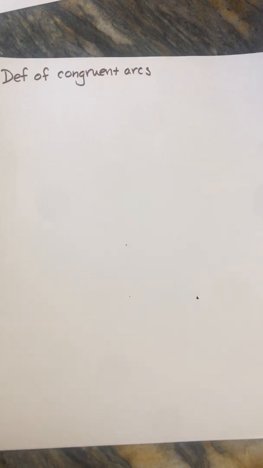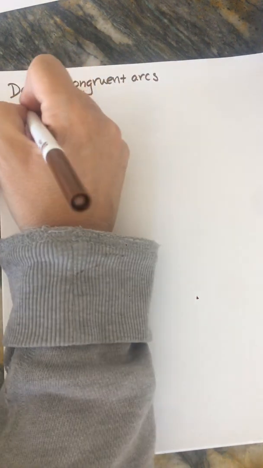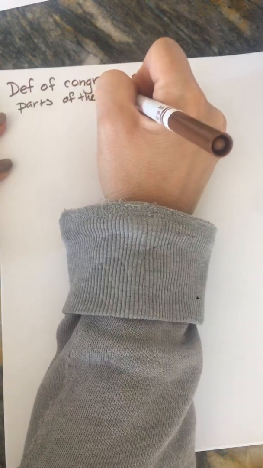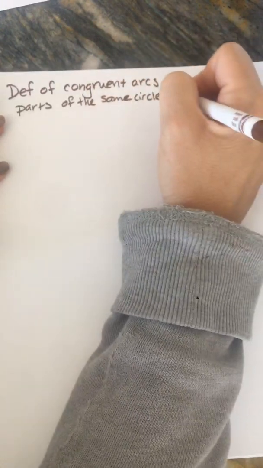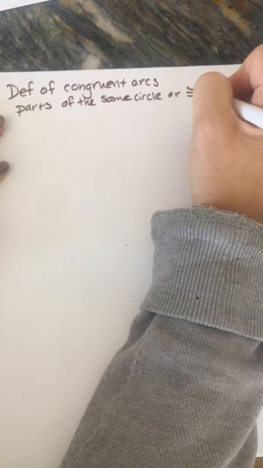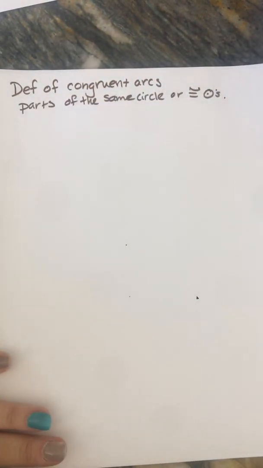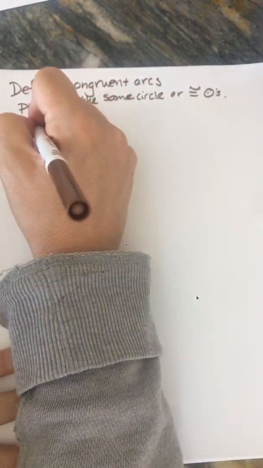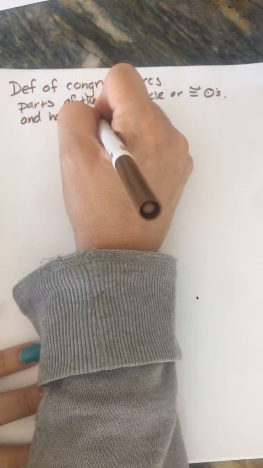So they do not have the same linear measurement. So the question asks, under what conditions will the two arcs be congruent? So look under the definition there. Two arcs are congruent whenever they have the same measure and are parts of the same circle or congruent circles. So they have to be parts of the same circle or congruent circles, and they have to have the same measurement.